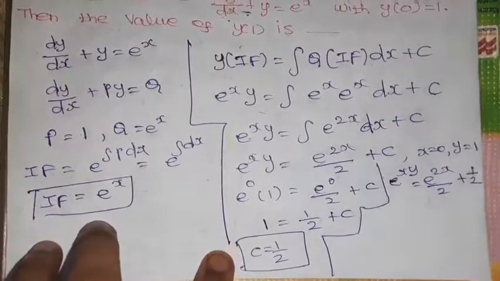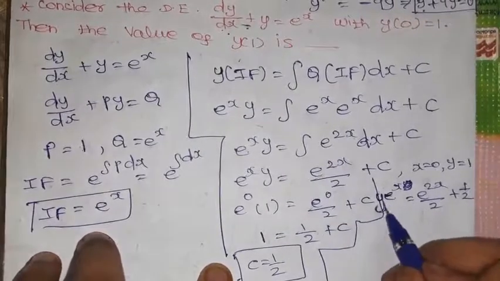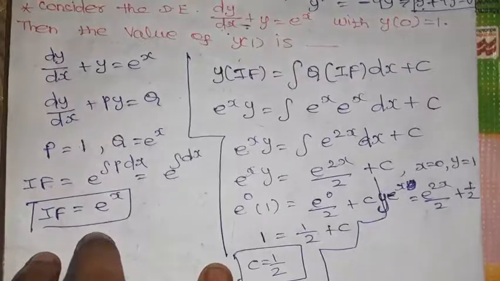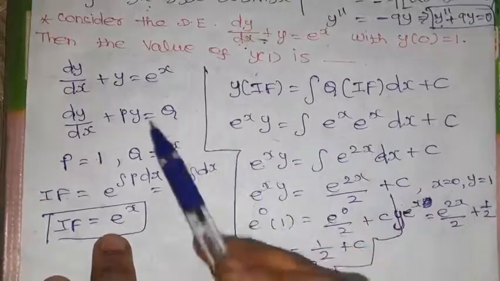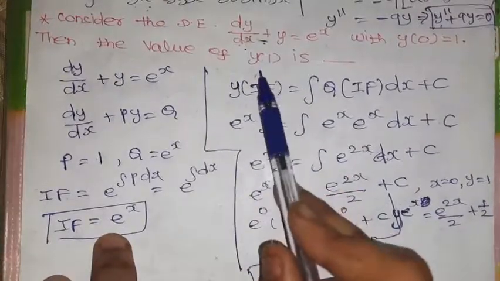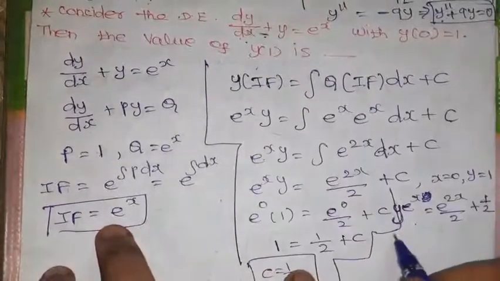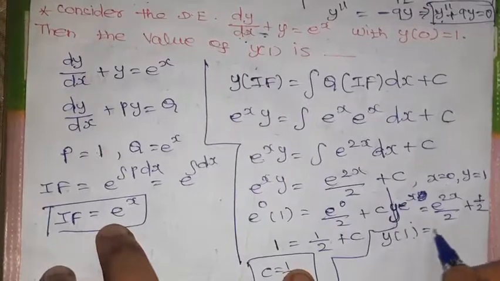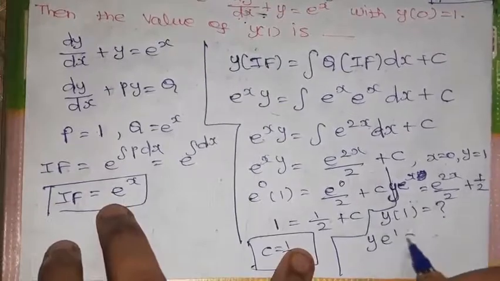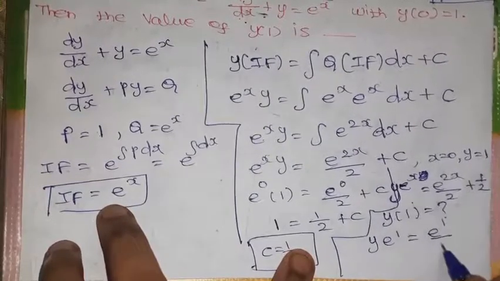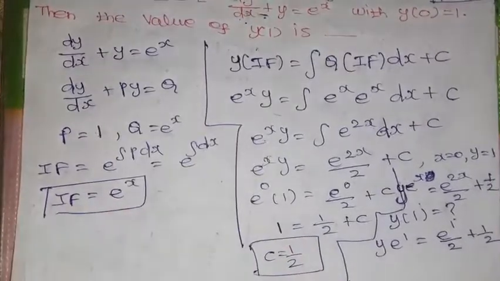So this one, y e power x equals e power 2x by 2 plus half, right? This is the general solution for the differential equation. Then what we need to find out? y of 1, which is nothing but at x equal to 1. Substitute x equal to 1. So y into e power 1 equals e power 1 by 2 plus 1 by 2, right? Then what we will get?